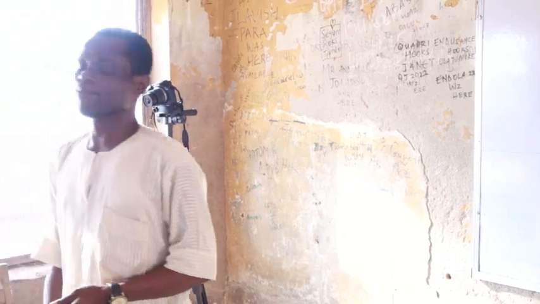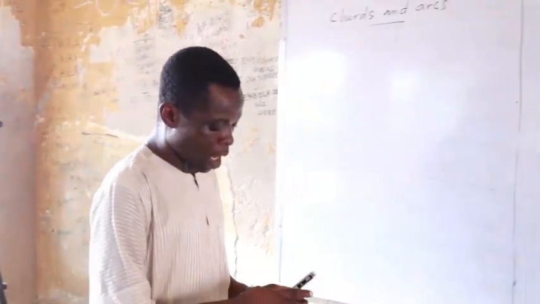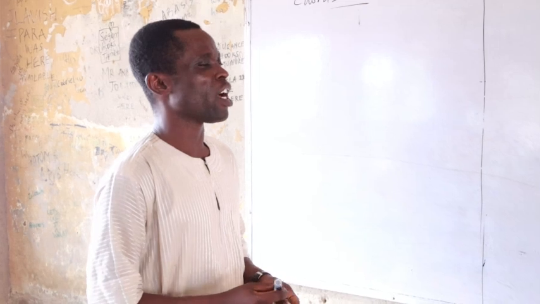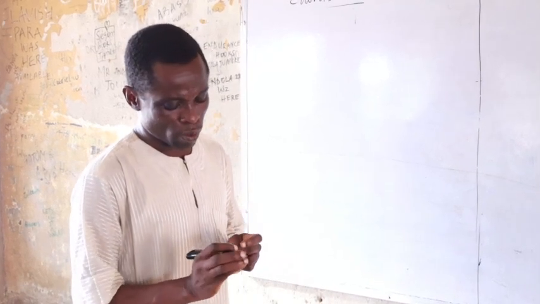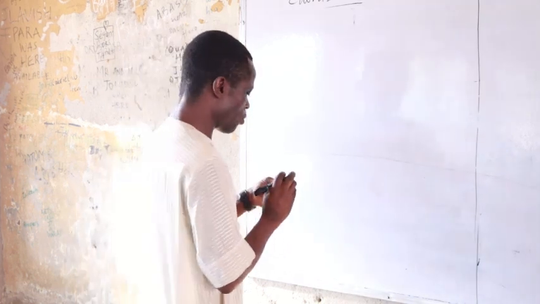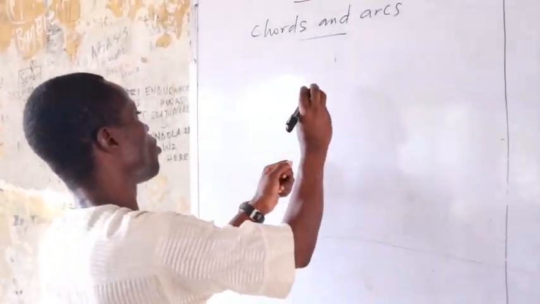Now look at this one. We have an equilateral triangle that is inscribed inside a circle. Now let me first draw a circle. This is a circle.